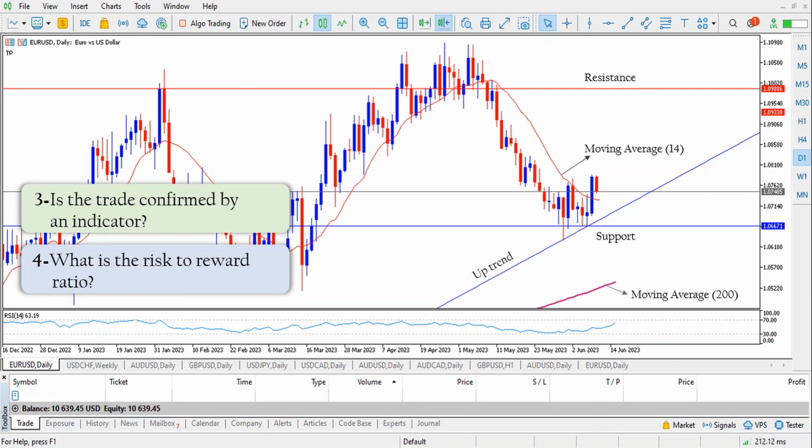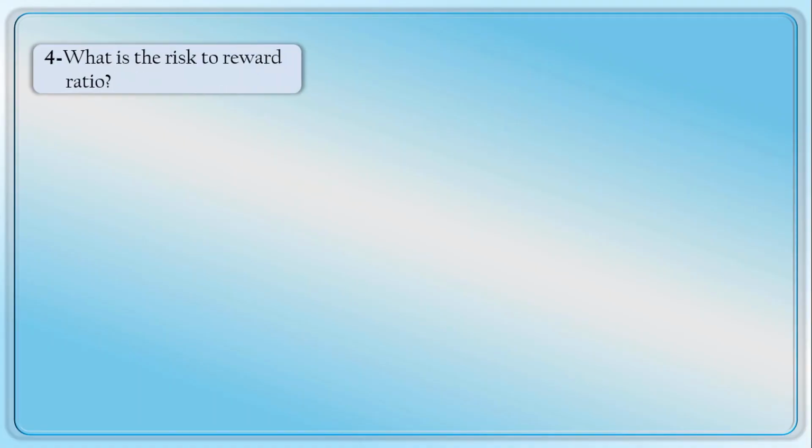Number 4: what is the risk to reward ratio? This is also very important. We already found that we are in a good place for entry in the market, but still we don't know the risk reward ratio for this trade. If you don't know what the risk and reward ratio is, briefly I will explain that for you here. What is the risk to reward ratio?